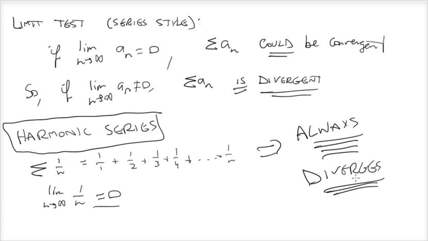Always. And so this is a good series to remember later on when we start comparing series to figure out if one is divergent or convergent. The harmonic series, 1 over n, always diverges.